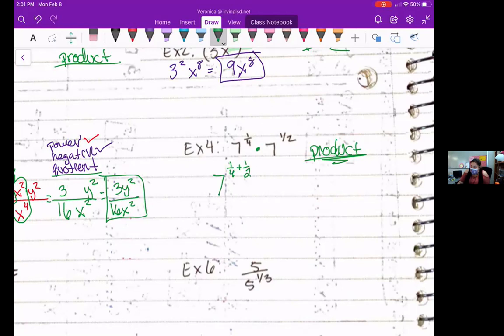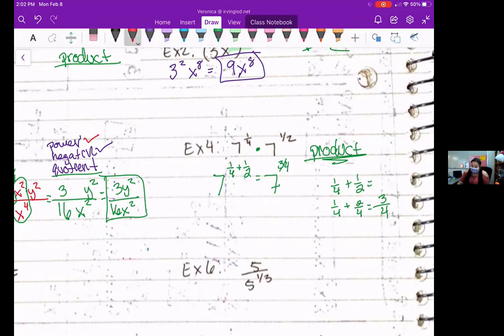So on the side, we're going to have to do some work. 1/4 plus 1/2. In order to add fractions, we know they have to have a common denominator. So this is 1/4 plus 2/4. All I did was multiply 1/2 by 2/2. So 2/4 is half, they're still equivalent. So 1 plus 2 is 3/4. So this turns into 7 to the power of 3/4.